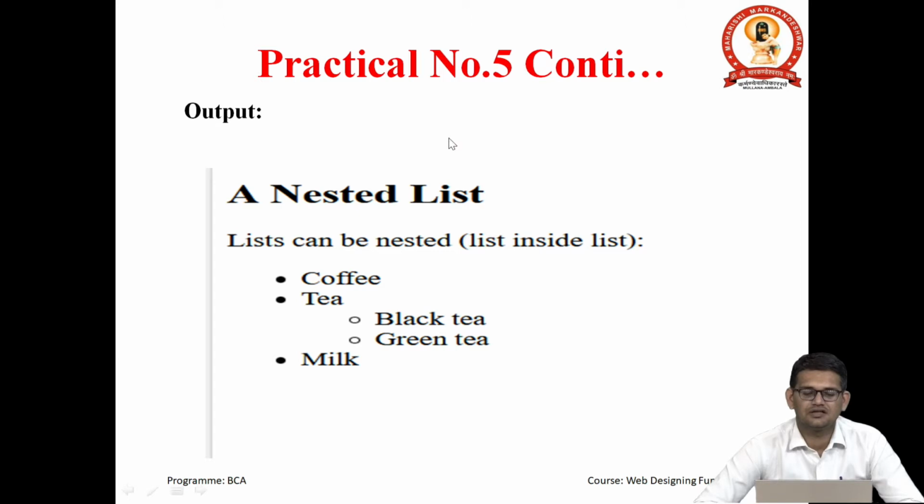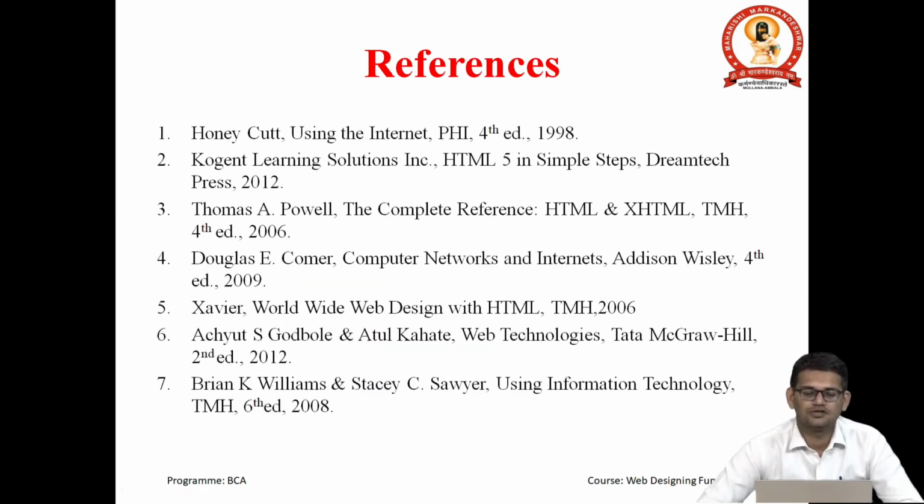After running, we can see this would be your output. We have written in the heading a nested list, and after that a paragraph: the nested list can be shown like this: coffee, tea, and tea should be divided into two parts. This is the nested form, black tea and green tea, and after that milk. Now let us see how to do this practical.